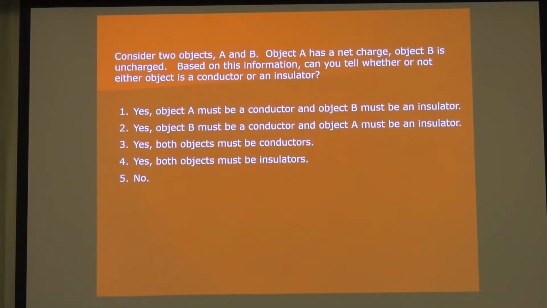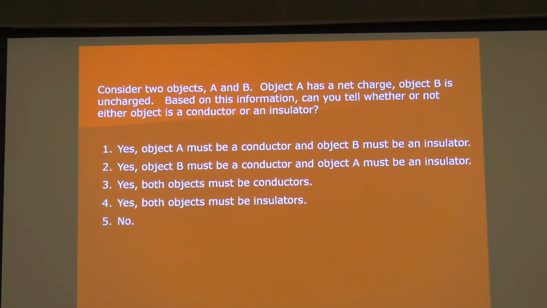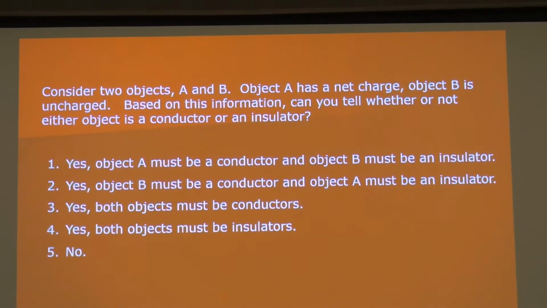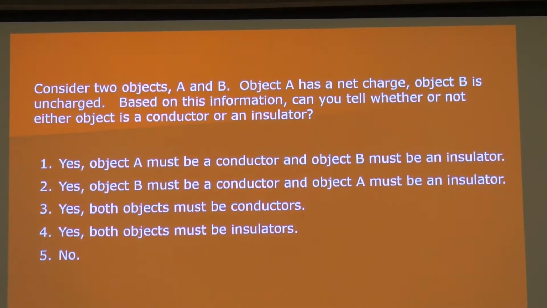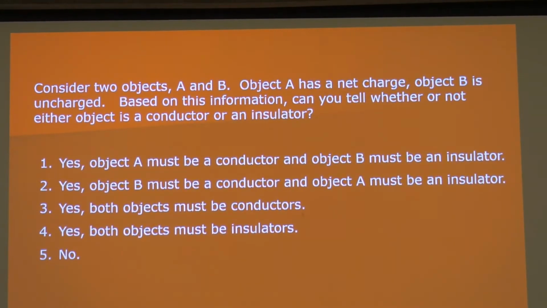So everybody pause your video and figure out the answer to this question. All right, let's talk about it. We have 2 objects, A and B. A has a net charge, B is uncharged. Based on this information, can you tell whether or not either object is a conductor or an insulator? No! Because the only thing that differentiates between a conductor and an insulator is the mobility of charge. You can charge an insulator, you can charge a conductor, so just because they are charged doesn't mean anything. Mobility of charge.